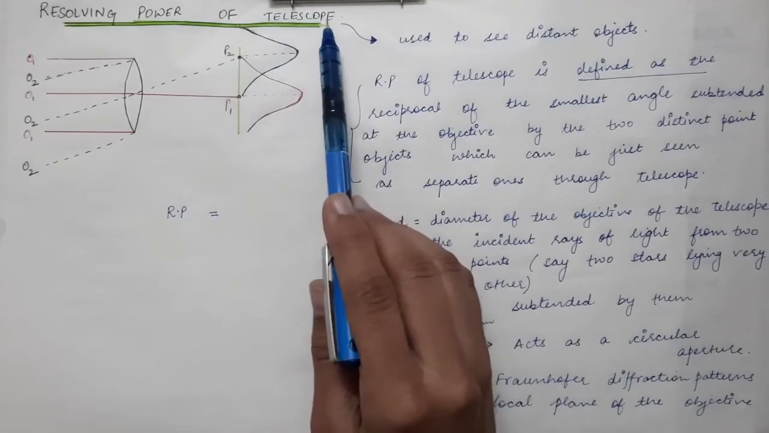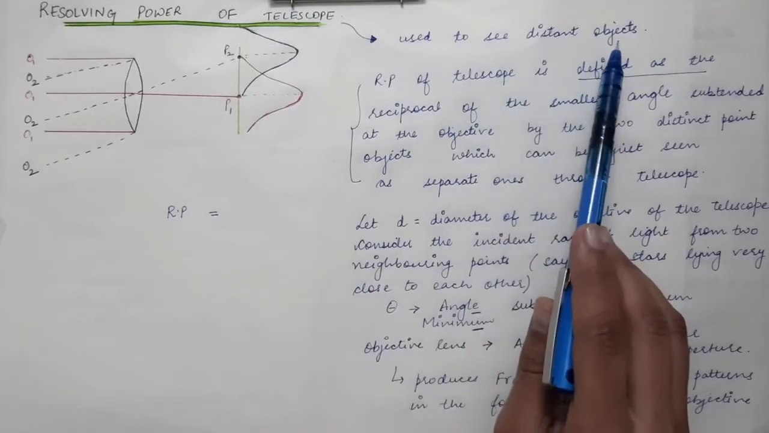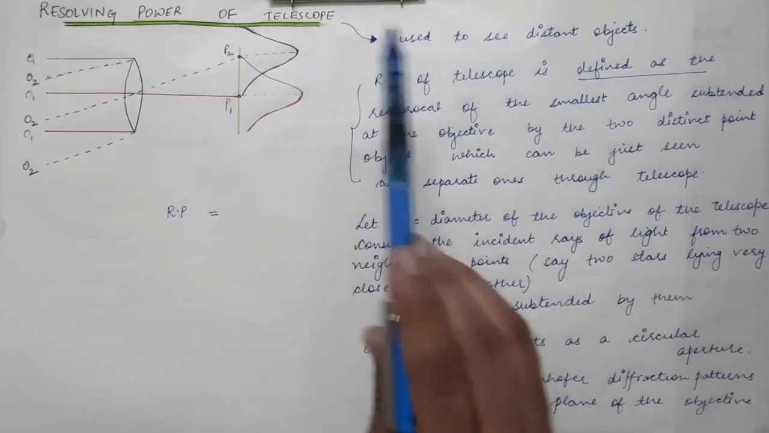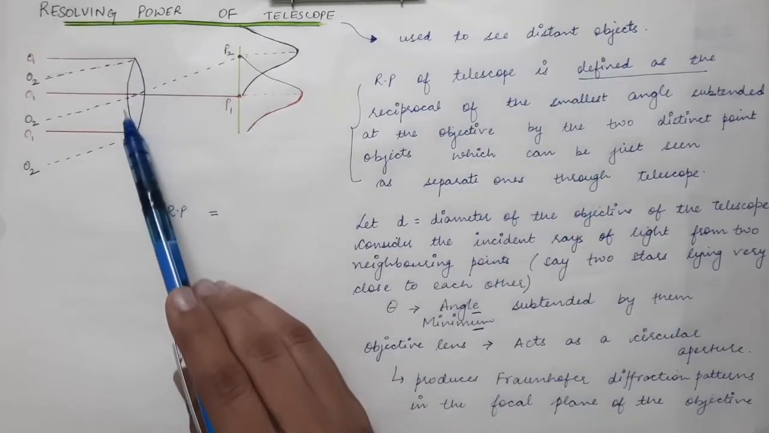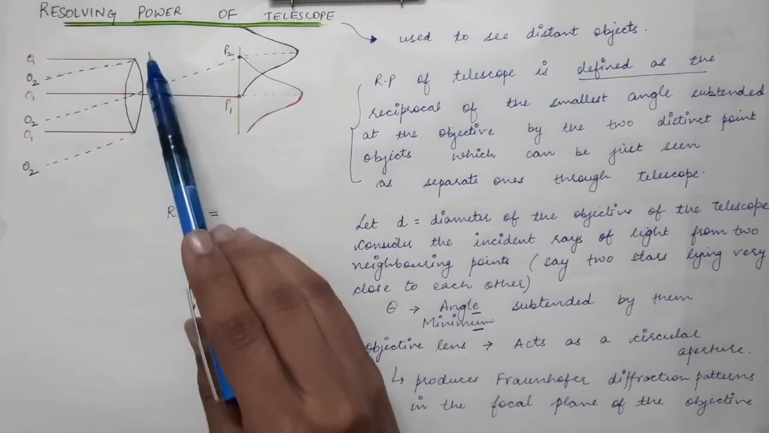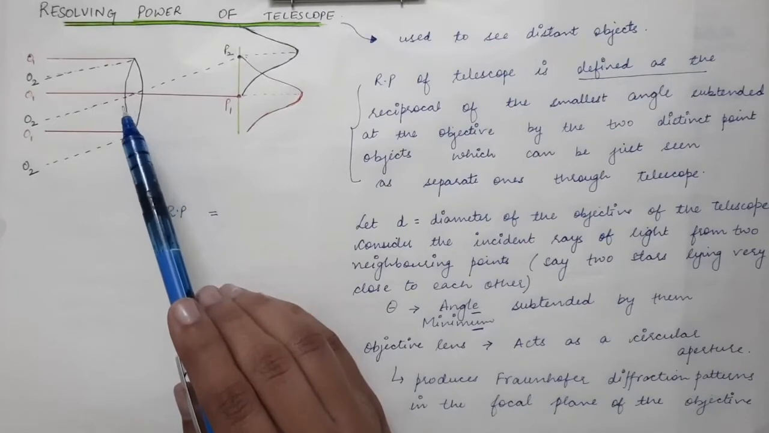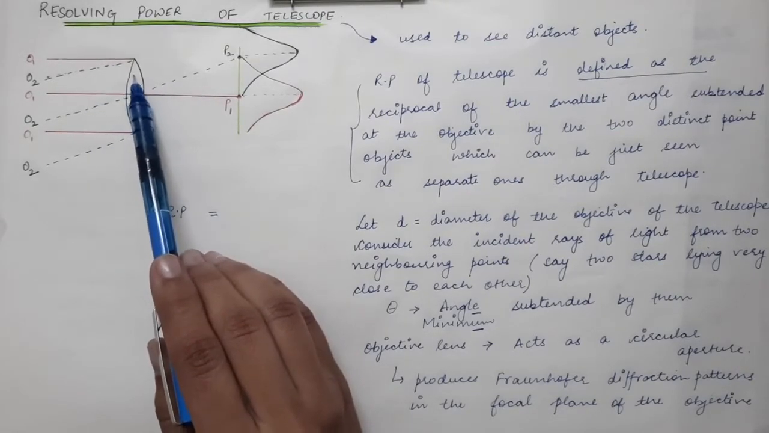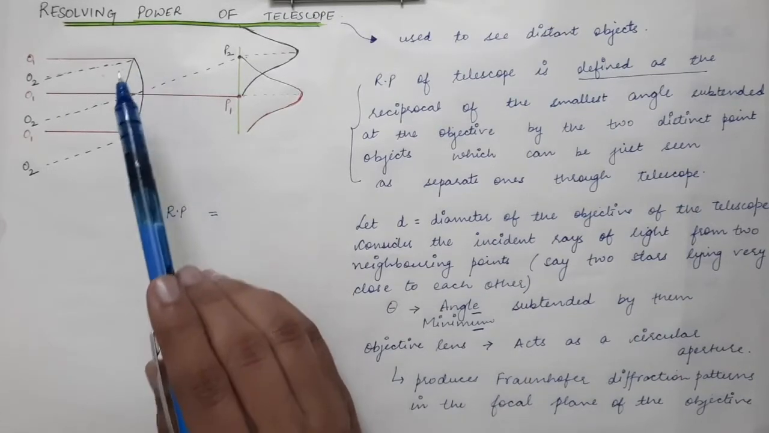Now, what is a telescope? A telescope is used to see distant objects, the objects which are very far away from us. The telescope is used to view those distant objects, and over here I have drawn the objective lens of the telescope. So this is the objective lens of the telescope and it will be in circular shape. The lens is always in circular shape, as you might have seen in the laboratories as well.